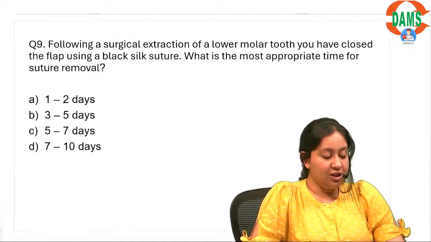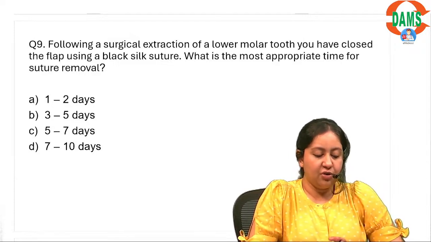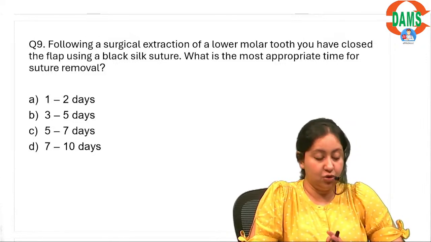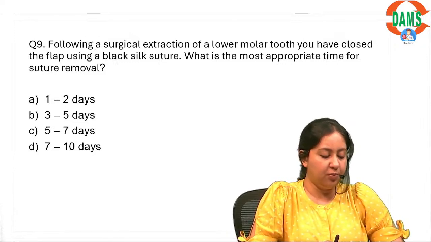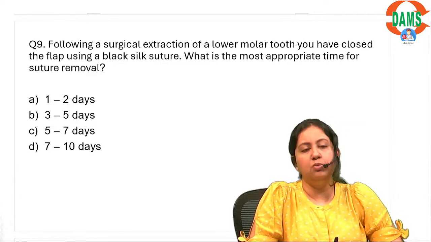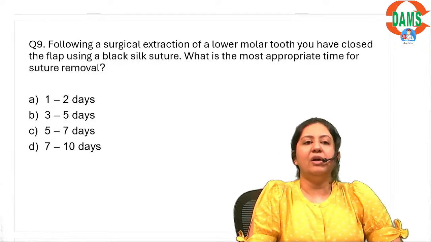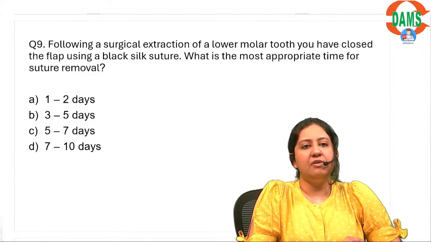Okay, coming to question number 9. Following a surgical extraction of a lower molar tooth, you have closed the flap using a black silk suture. What is the most appropriate time for suture removal? Option A is 1 to 2 days. Option B is 3 to 5 days. Option C is 5 to 7 days. And option D is 7 to 10 days. Okay. So all of you please answer.